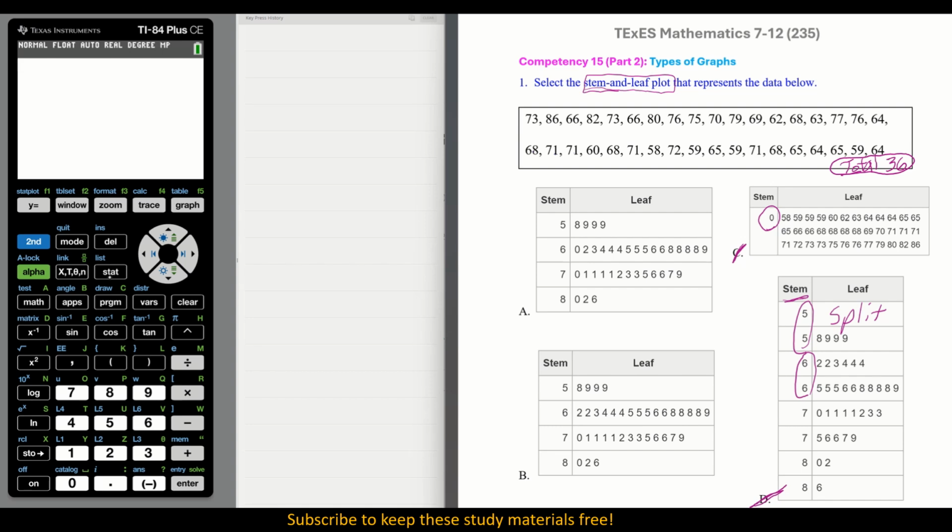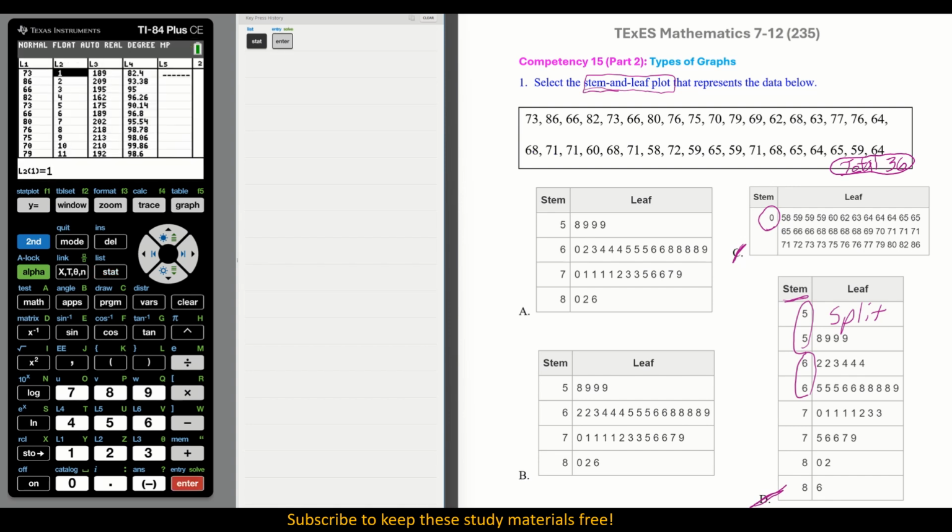Okay. So we're going to push stat. Notice it is highlighted on edit. That is what we want. We push enter and notice our L1, L2, L3. I have got them populated for this particular series of questions, okay? So to go along with what I'm doing, go ahead, put all your data into L1, clear yours out and put it in. Okay, remember, clear them out. Do not push delete when you're clearing out your L1, or just clear them out one at a time, okay?